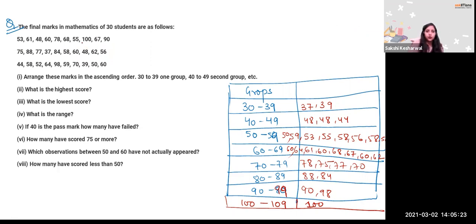Okay, what is the highest score? The highest score is what, beta? 100. Like he got full, right? What is the lowest mark? The lowest marks you can see from here, it is 37, right?